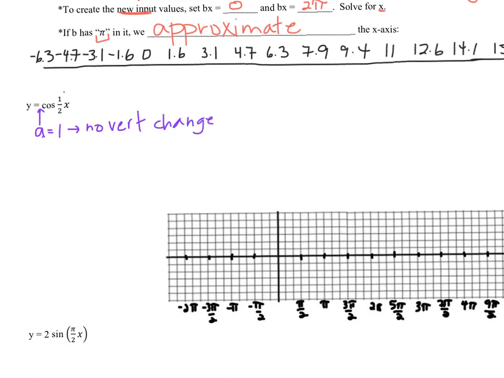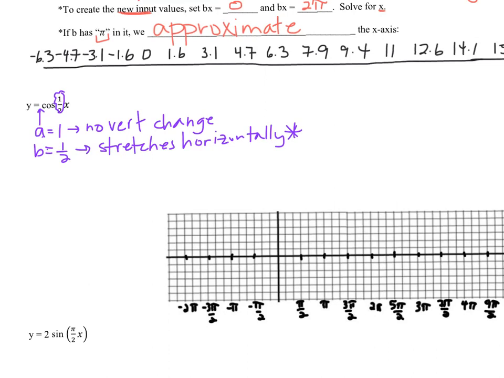But the b value is 1/2. So b equals 1/2. 1/2 is between 0 and 1, so that would mean that the graph is going to stretch horizontally. It's going to look kind of wider from left to right than the parent function does. And when we have that stretch, what we're going to do is just put a big star right here.